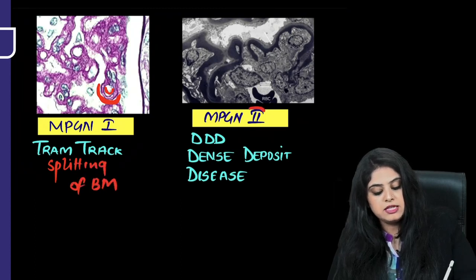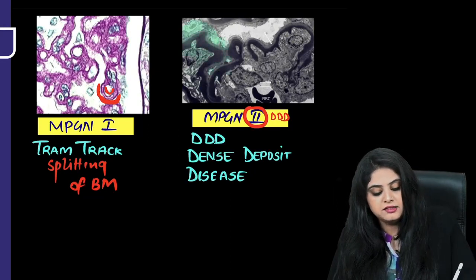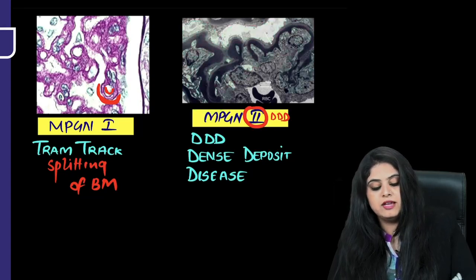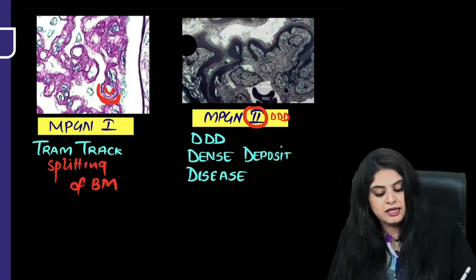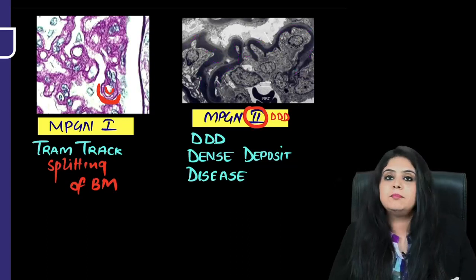Whereas what is MPGN type 2? It is known as DDD, which means dense deposit disease. I can see there is a dense, black color line which is going everywhere. So that black line that you're seeing is referred to as the DDD, dense deposit disease, MPGN type 2.